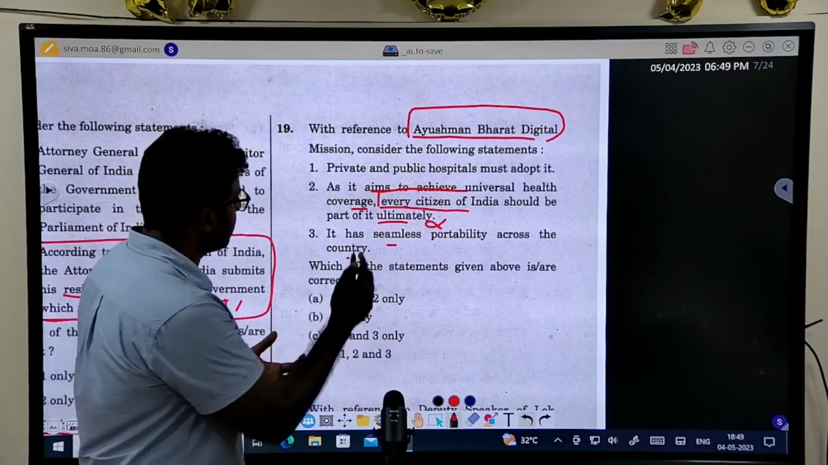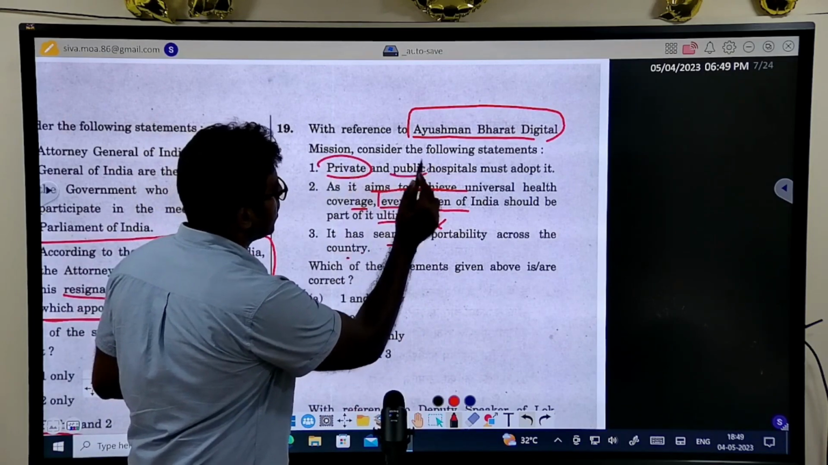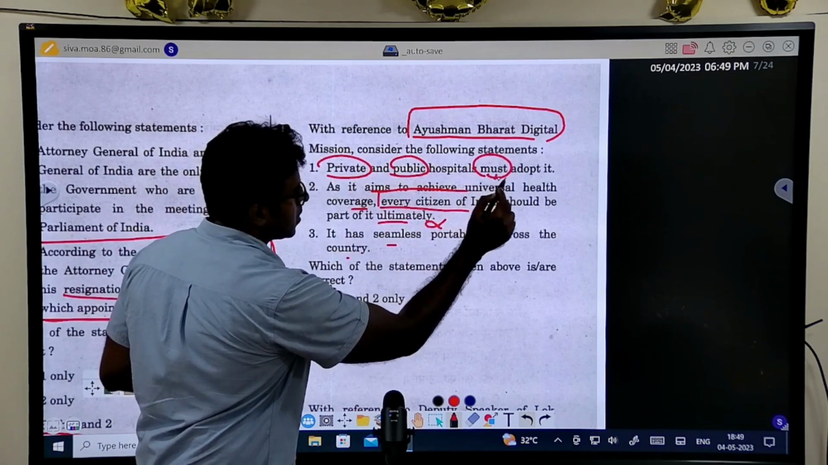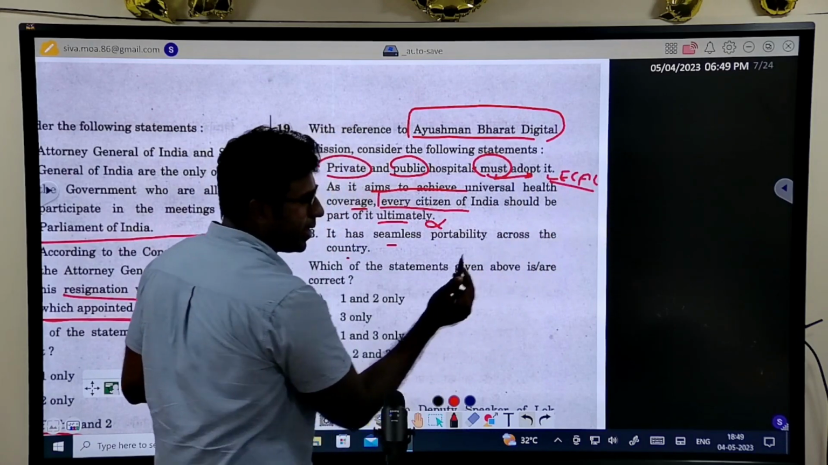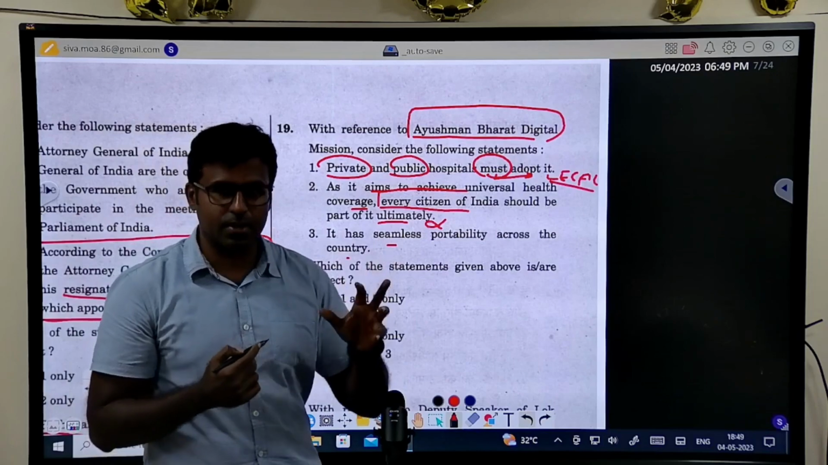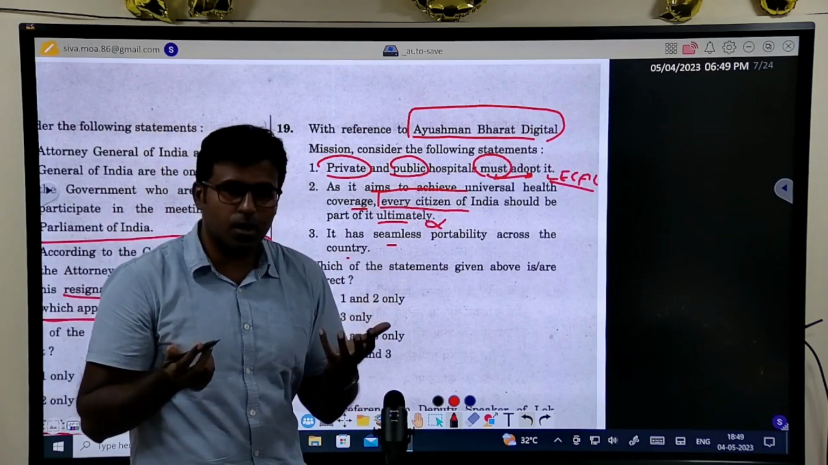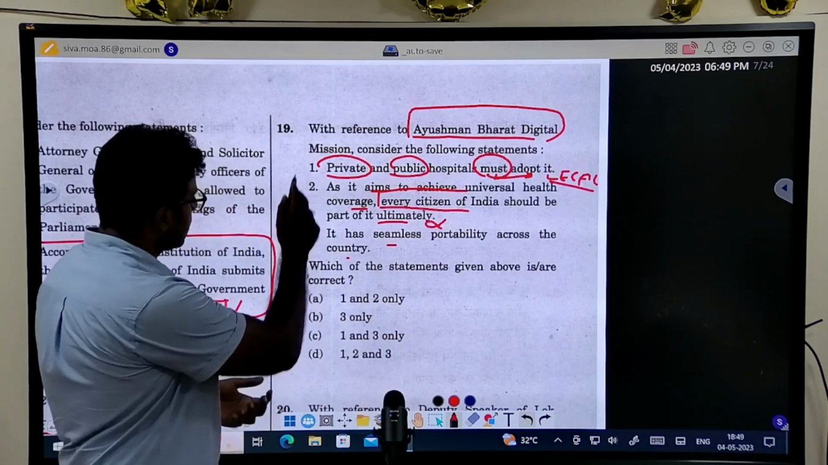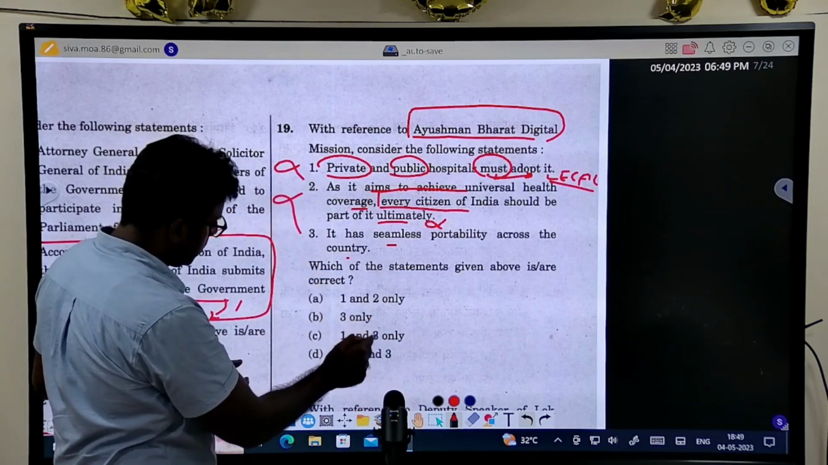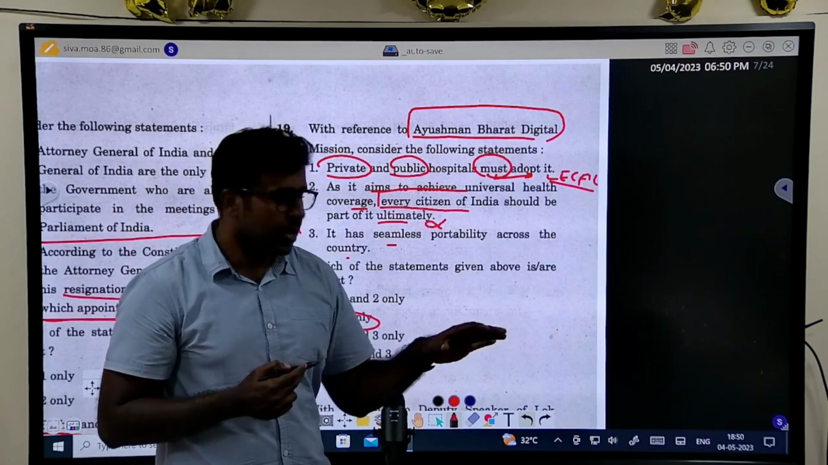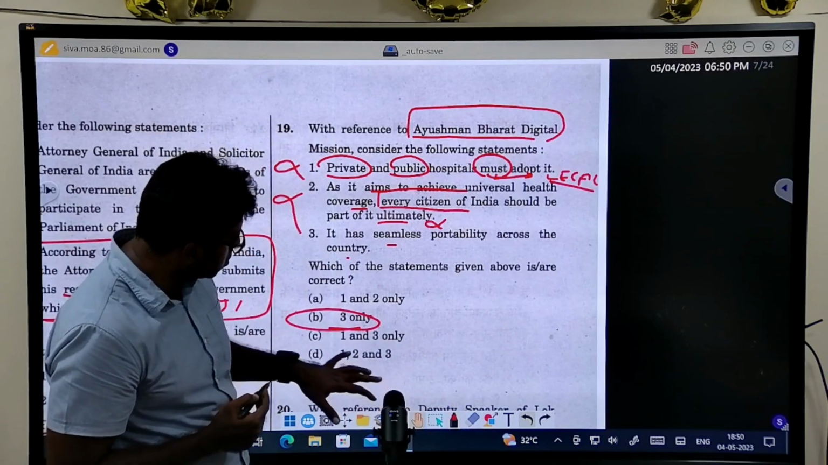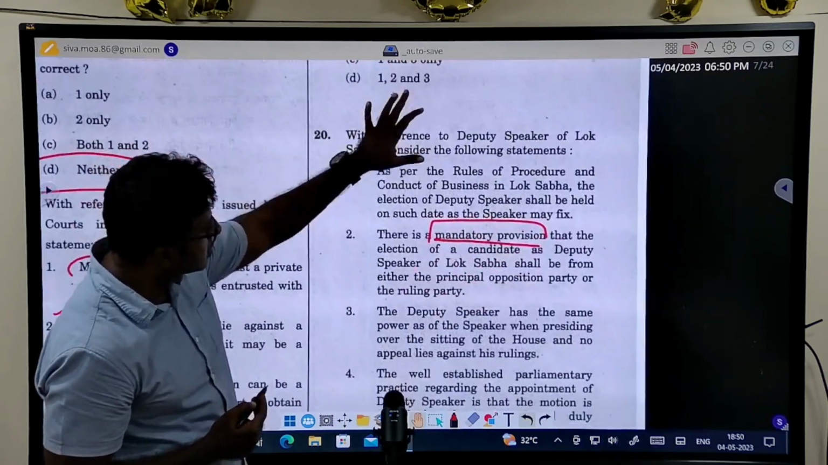It's not frankly possible. Private and public must. It's a legal language, like constitutional language, legal language. Must, may. May adopt, something like that. Must wrong. Yeah, so 3 is the answer. So this is how they ask questions. This is how you should also think.